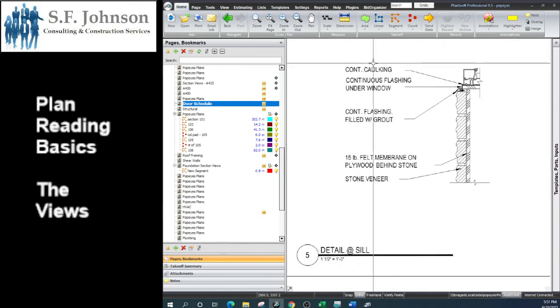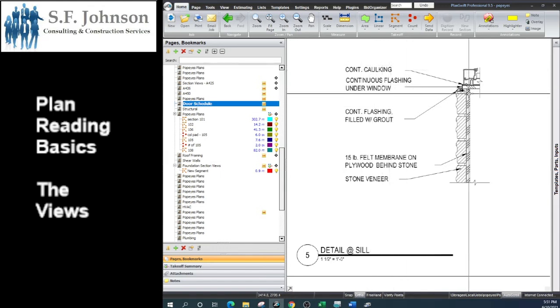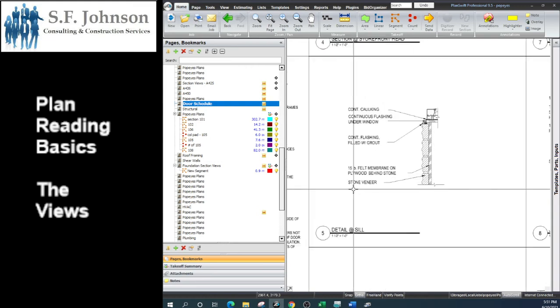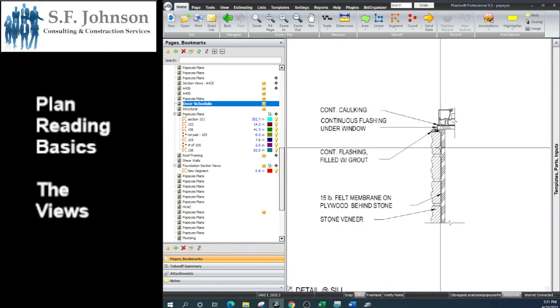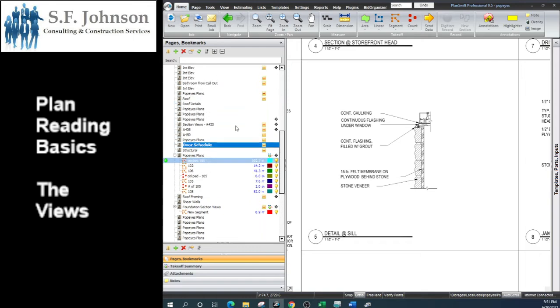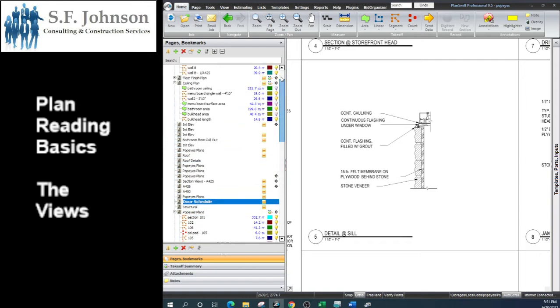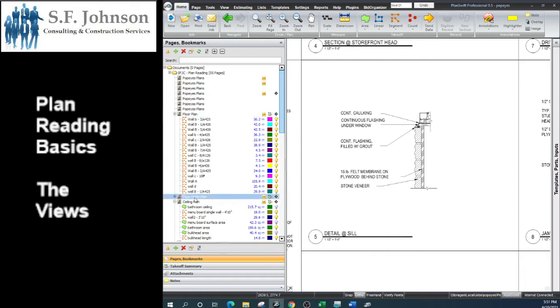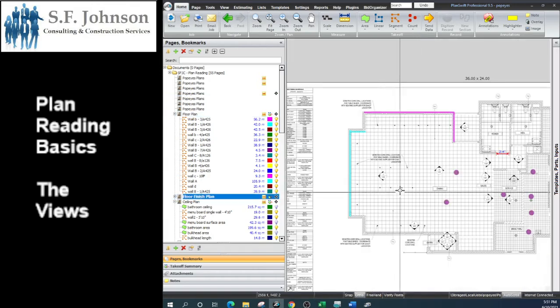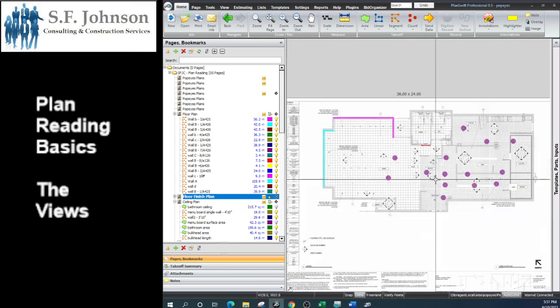5, detail at sill. So yeah, continuous caulking wasn't shown in the previous. Continuous flashing on the window wasn't shown in the previous, and all of this, okay? And so now you've gone to the third of the views, the detail view. And at the detail view, it gives you everything that you didn't see at the section view, so you can complete the proper construction at that area. Okay, so that's the third of the views. Now the fourth of the views is kind of different in that we don't really need that view for construction. That view we need for the finish trades. Okay, so now what we're looking at here is the floor finish plan.